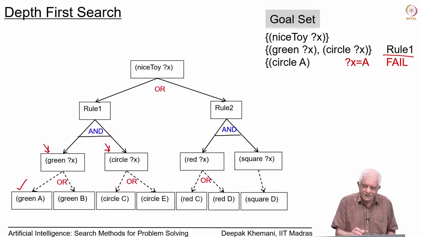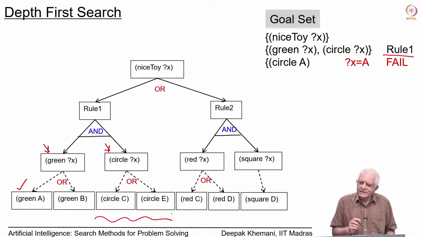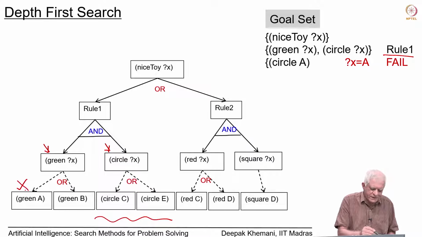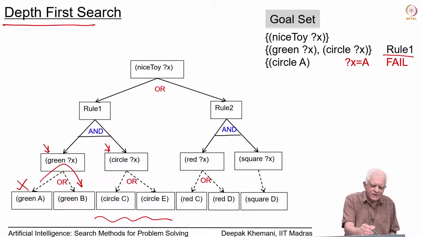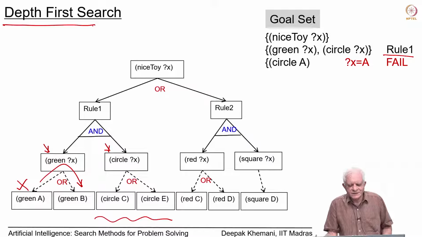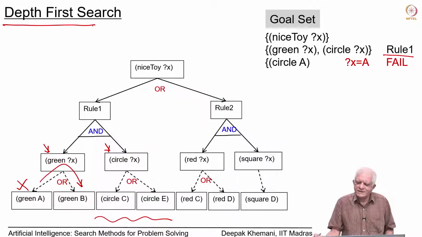But when we look at the circle part of our database, there are only two objects which are circles, one is C and one is E. So, the goal circle A fails, and our algorithm says okay, this does not work. So, it goes back and tries the next goal. So, it is doing one of the first algorithms we studied, which is depth first search. In fact, depth first search is the way that a Prolog search engine, or a Prolog interpreter, works essentially.